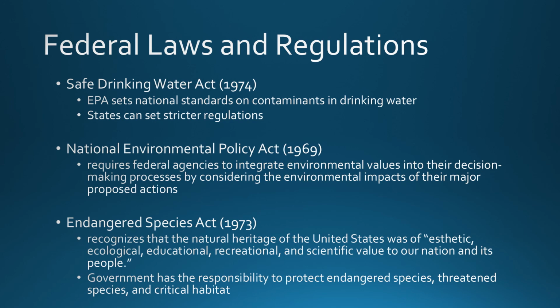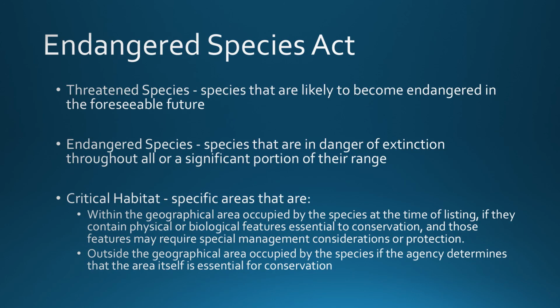And then there's the Endangered Species Act, which recognizes the natural heritage of the United States was of aesthetic, ecological, educational, recreational, and scientific value to our nation and its people, and so the government has the responsibility to protect all of these species, which it's important to know the distinction between these: threatened, endangered, and then critical habitat, which is, again, something I'm going to ask you guys to research on your own.